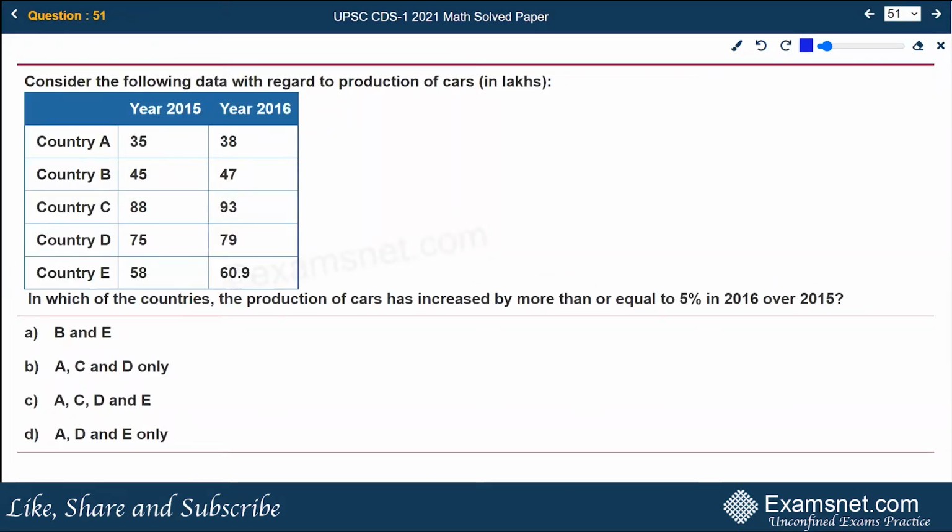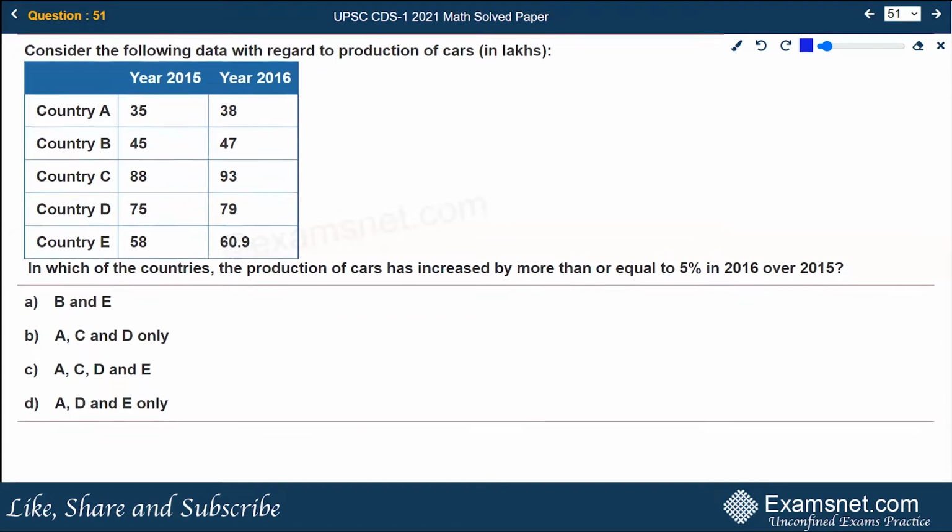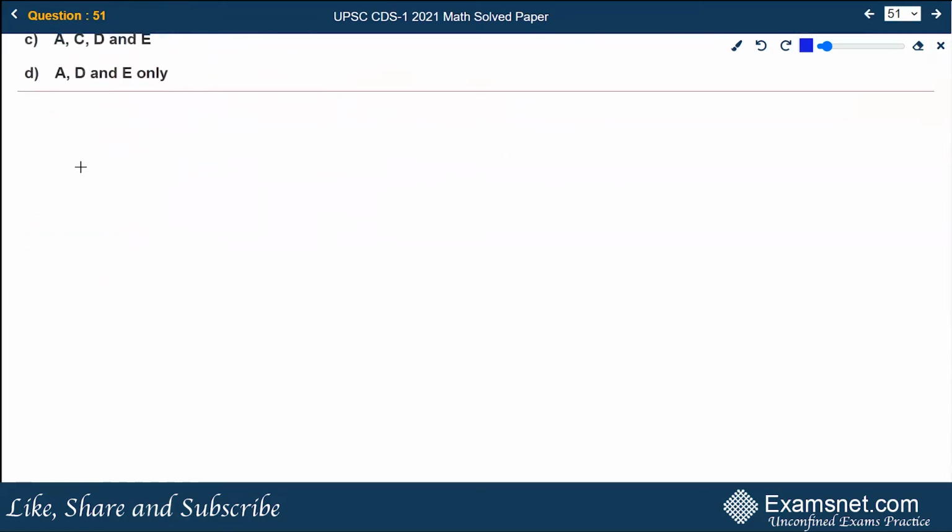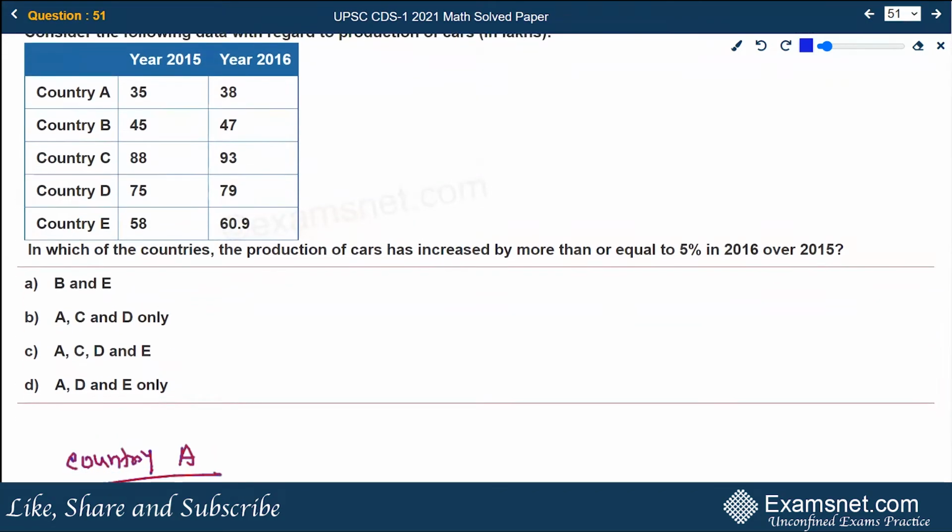In question number 51, we are given: consider the following data, the table with regard to production of cars in lakhs. So for country A in the year 2015, it's 35 lakh, and in the year 2016, it is 38 lakh, and this way. In which of the countries has the production of cars increased by more than or equal to 5% in 2016 over 2015? So we have to check for all the data. Let's create a table first. Country A, for 2015, the production of cars was 35 lakh.